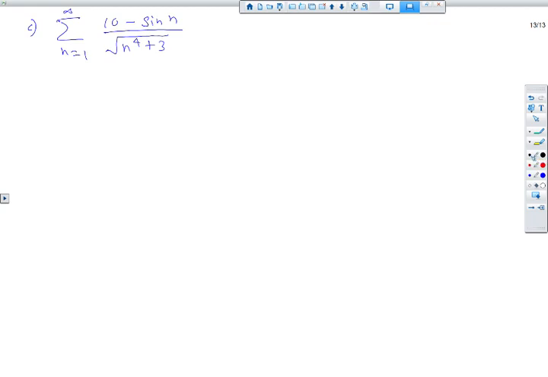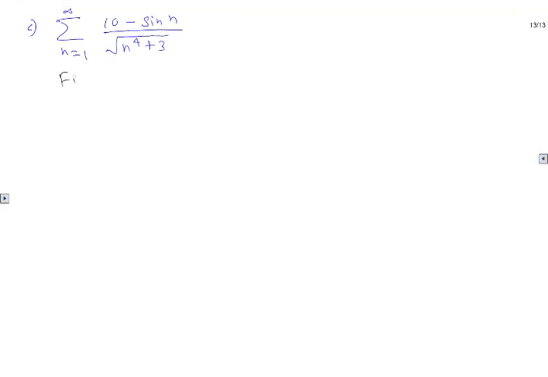But what do you know about sine? Sine is always in between. So first, note that sine is in between 1 and negative 1. So what is the smallest value the top can have? Because sine can go to negative 1, the smallest value is 9, less than or equal to 10 minus sine n. What's the largest value? It's 11. So you can see that the top is in between 9 and 11. Is that right? So what's going to happen in this case?